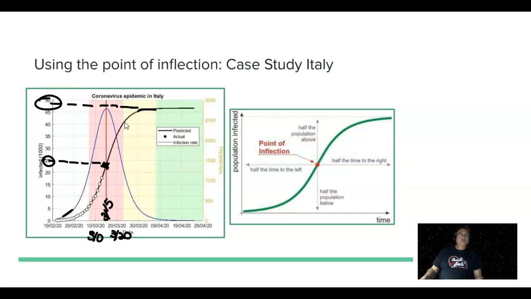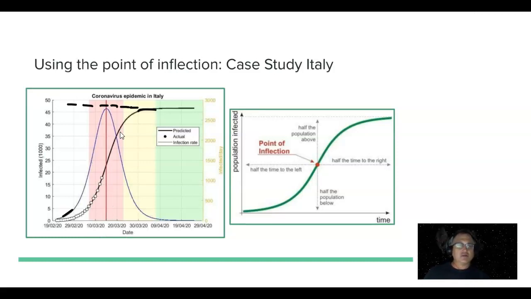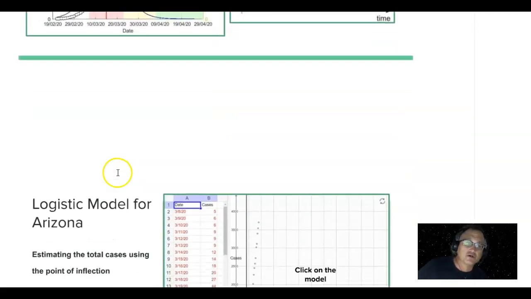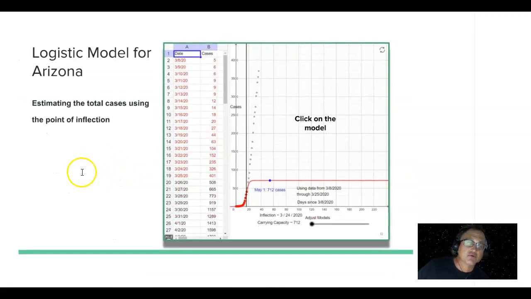So this is using the point of inflection and showing you, using actual real-life data, that it can be used to estimate the total possible number of people that get infected. All right, so now what we're going to do is use it for Arizona.